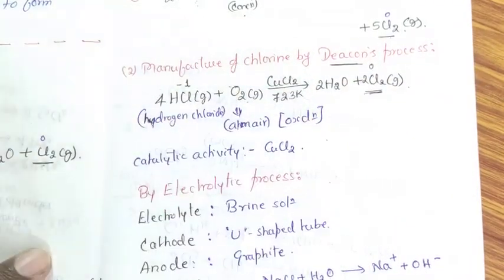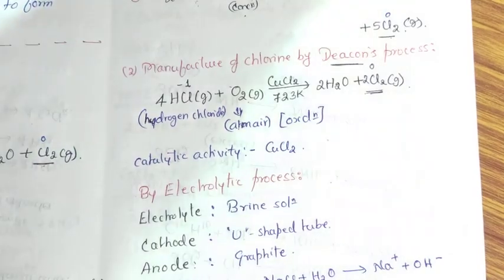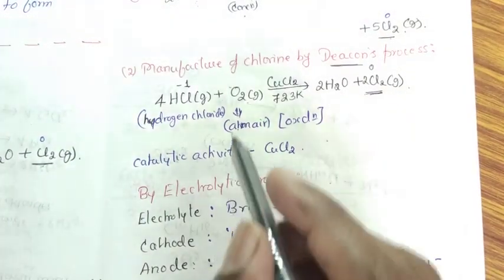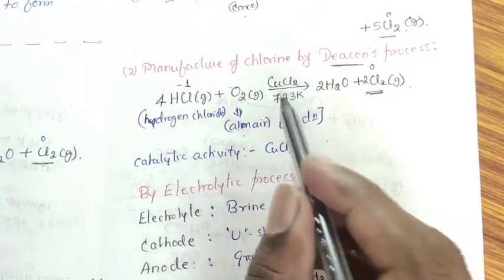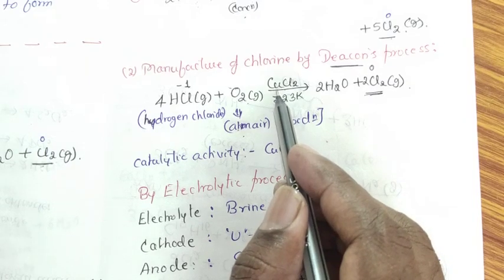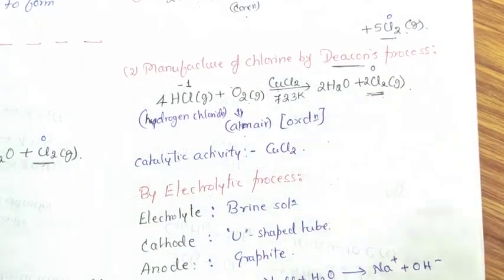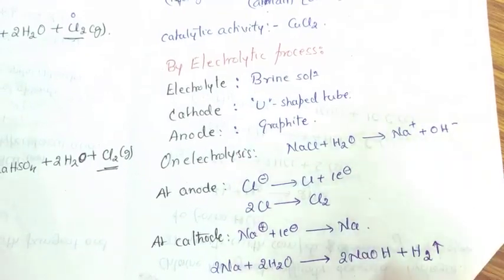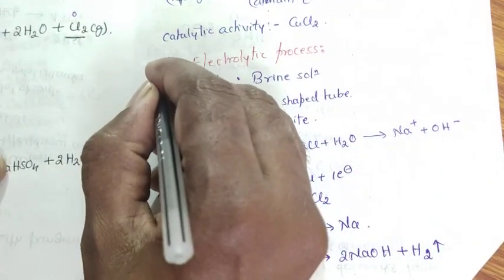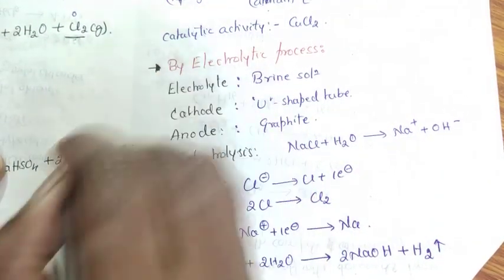Here it is 0, and this is minus 1. So when hydrogen chloride is subjected to oxidation in presence of atmospheric air in presence of copper chloride as a suitable catalyst, it liberates chlorine gas. One more method is by the electrolysis process.